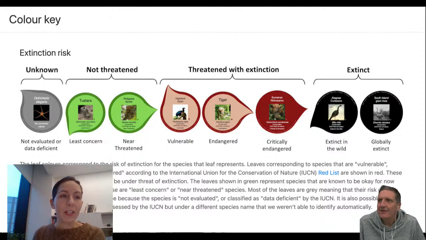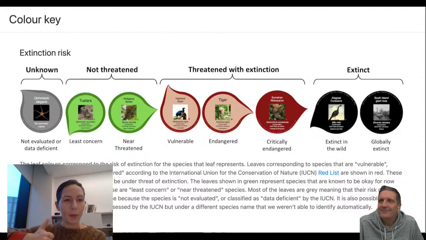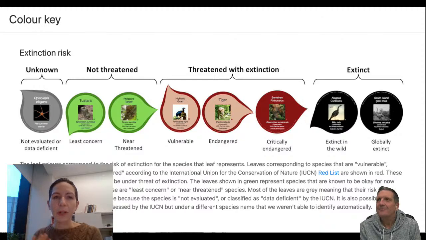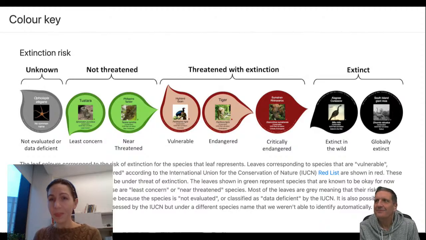So that's right. Gray is unknown, green is not threatened. So it means we're pretty sure that this species is in the clear. And then we have a few different reds for extinction, like at risk for extinction: vulnerable, endangered, or critically endangered. And then black means extinct, so something that's gone extinct.